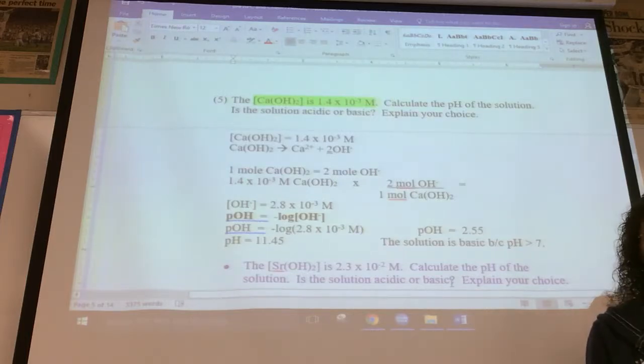So both strong bases and strong acids ionize completely? Yes.